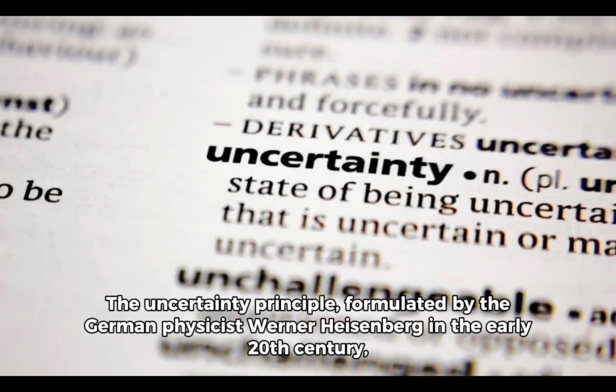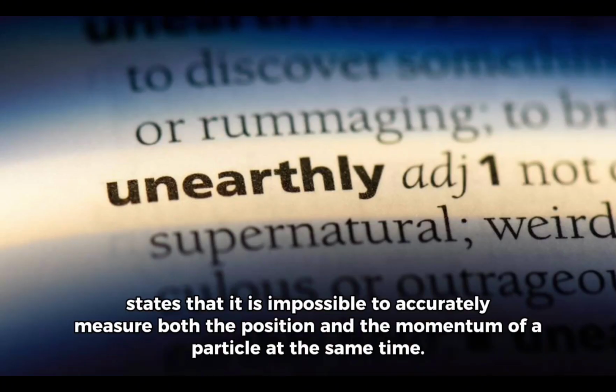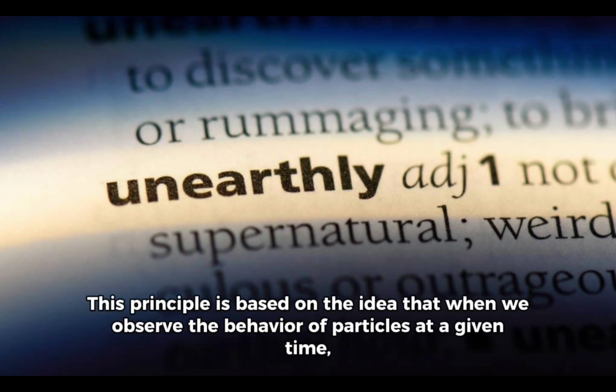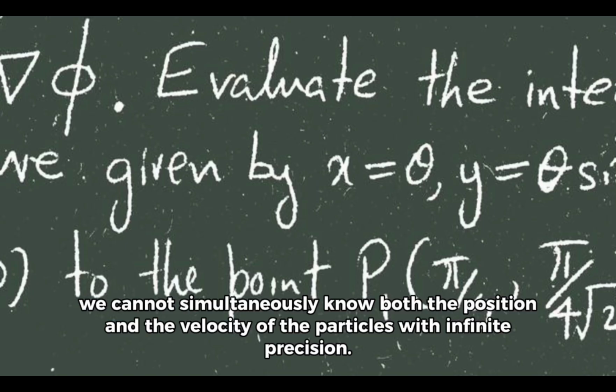The uncertainty principle, formulated by the German physicist Werner Heisenberg in the early 20th century, states that it is impossible to accurately measure both the position and the momentum of a particle at the same time. This principle is based on the idea that when we observe the behavior of particles at a given time, we cannot simultaneously know both the position and the velocity of the particles with infinite precision.